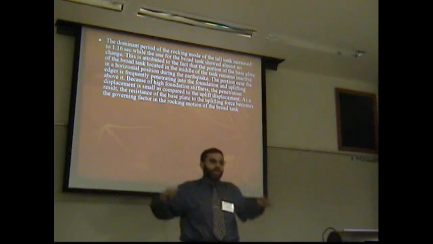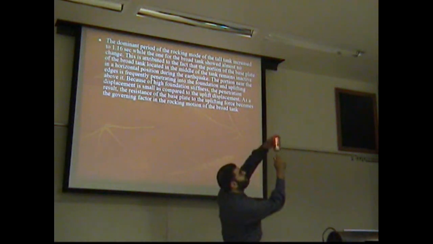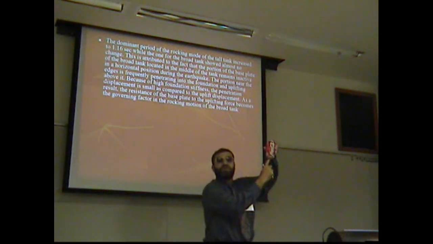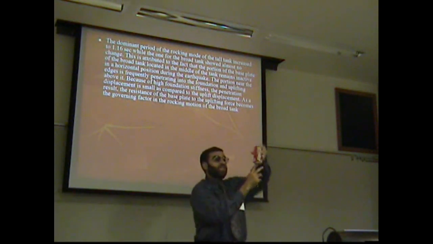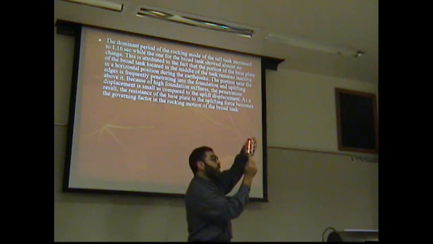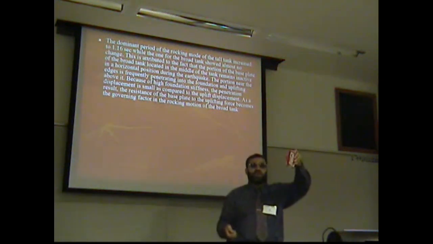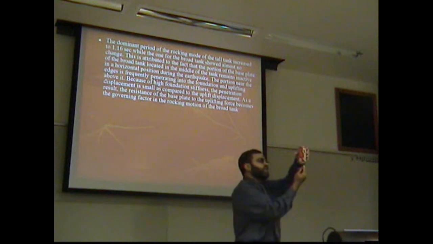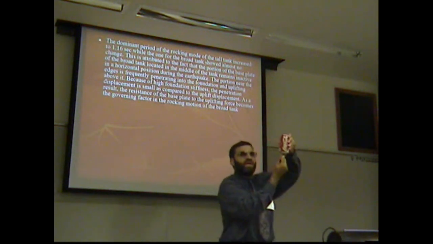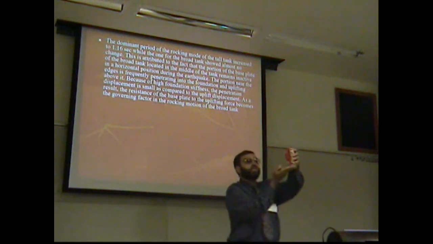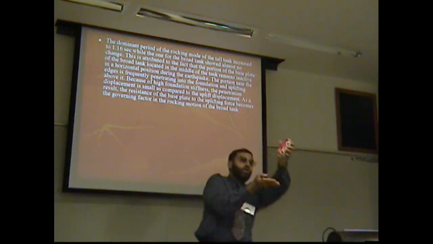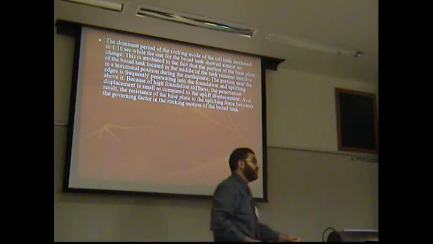Why? Because for the broad tank, the area of the base plate in the middle is almost inactive. It's not going up, it's not going down. What is going up and down are the areas near the tank wall. They are going up and down. This is the active area. So because most of the base plate in the broad tank is inactive, if you change the stiffness, the period will not change. But in the tall tank, the entire base plate is rocking with the foundation. So this is one reason why you're getting that change.